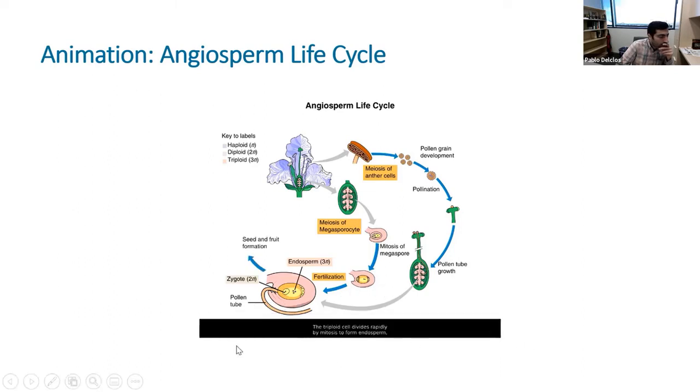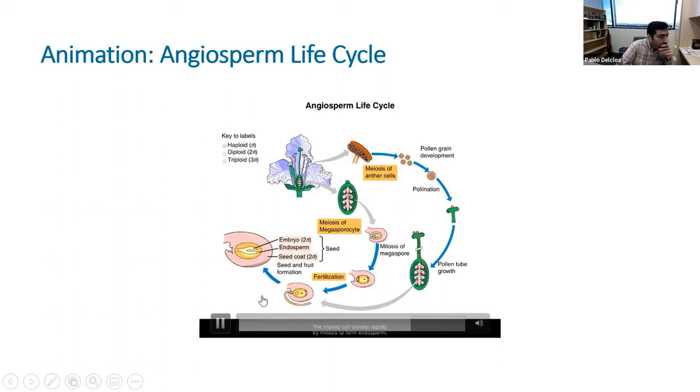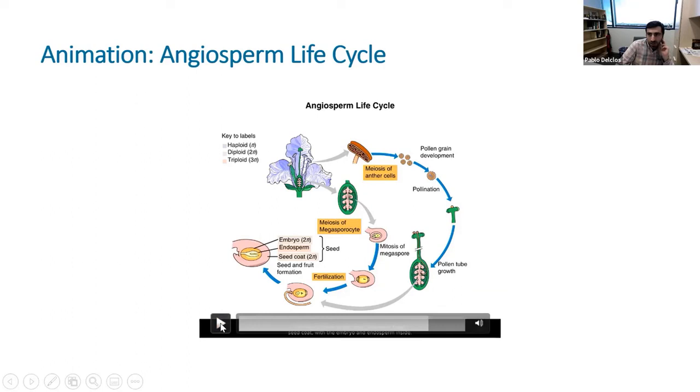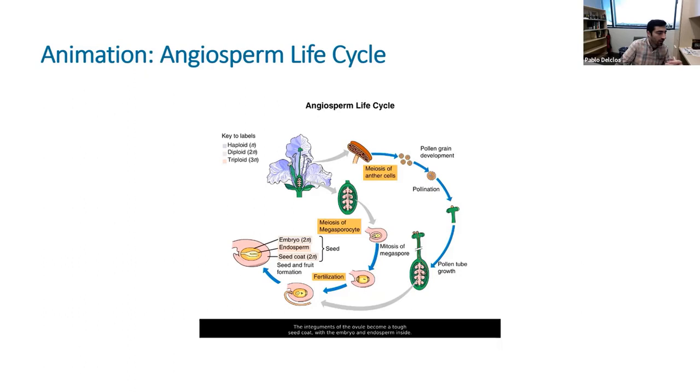The triploid cell divides rapidly by mitosis to form endosperm, a tissue rich in starch, lipids, and proteins. The zygote divides by mitosis to form a sporophyte embryo with a rudimentary root and 1 or 2 cotyledons, seed leaves. The integuments of the ovule become a tough seed coat. This term cotyledons is where we get the term monocot versus eudicot. The video just mentioned that it'll form 1 or 2 cotyledons. They're just the first leaves that appear on the plant. And if only 1 appears, then it's a monocot, and if 2 appear, it's a eudicot. With the embryo and endosperm inside.